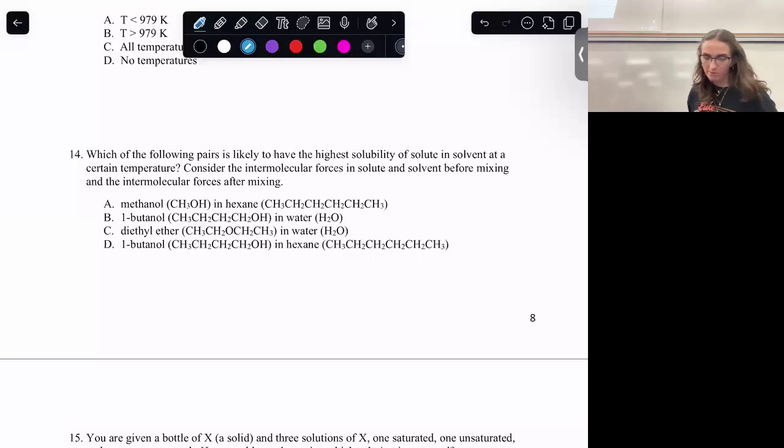Okay. So we have, which of the following pairs is likely to have the highest solubility of solute in solvent at a certain temperature? Consider the intermolecular forces in solute and solvent before mixing and the intermolecular forces after mixing.